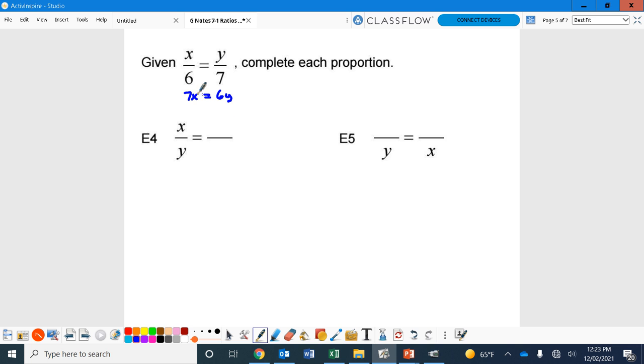I need to keep this true proportion, this relationship, the same, even when I rewrite them in different locations. So, look how these are related to each other. That x is connected to the 6. The y is connected to the 7. So if I have x on top and y on bottom, I've still got to connect that x to what? 6. And the y is going to have to be connected to the 7. Now, if I cross multiply this, do I still get 7x equals 6y? 7 times x, 7x. And then 6 times y.